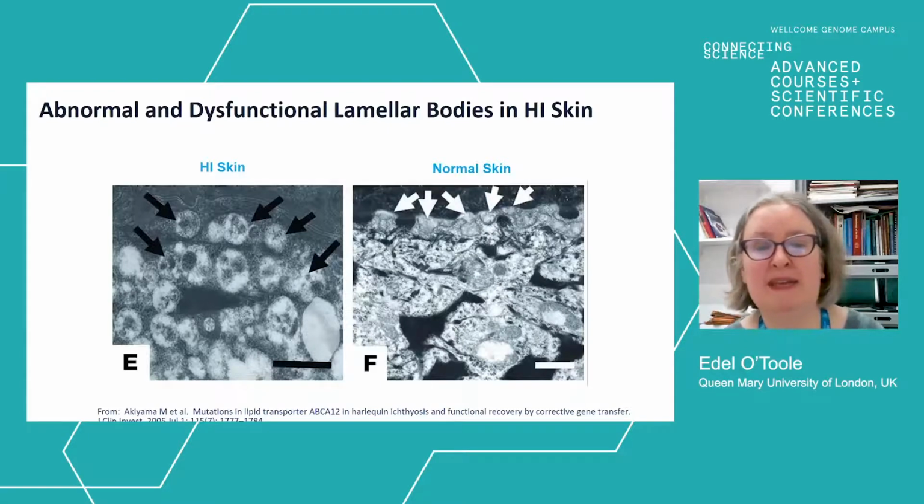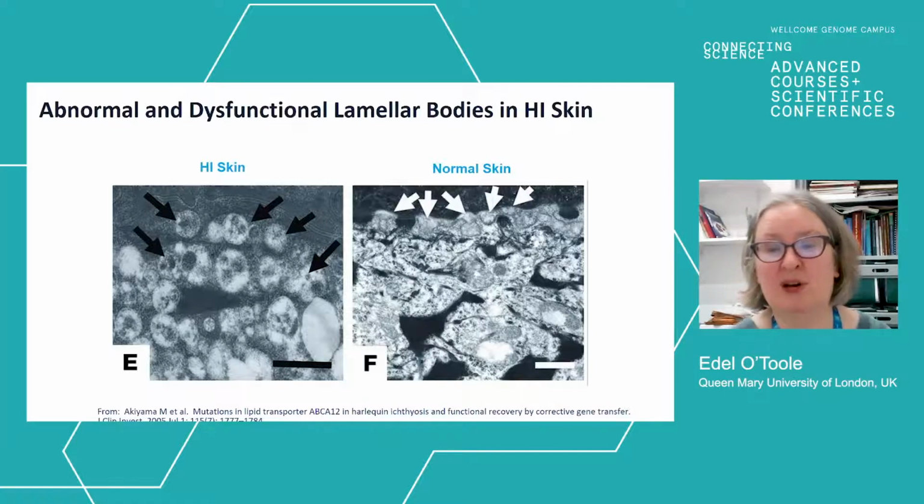This is an electron microscopy view of Harlequin ichthyosis skin, comparing normal skin on the right with Harlequin ichthyosis skin on the left. And these are the lamellar bodies. You can see that in normal skin, you get these little pouches, which are basically transporting the glucosylceramide and other good things into the stratum corneum. And these are absent in Harlequin ichthyosis skin.